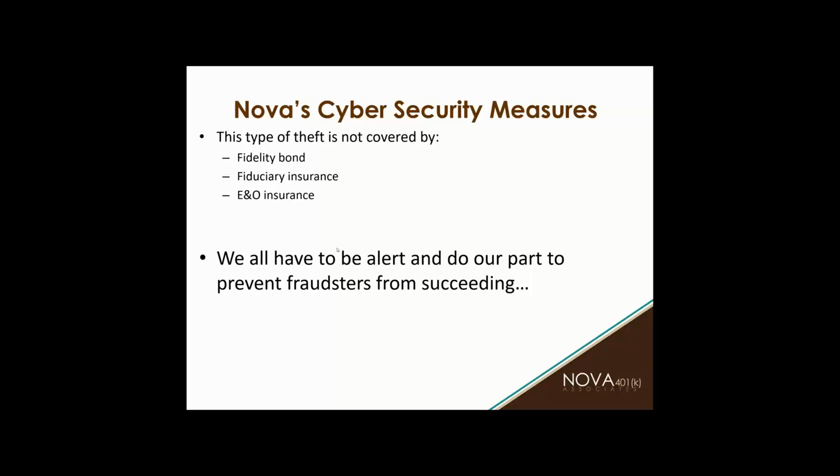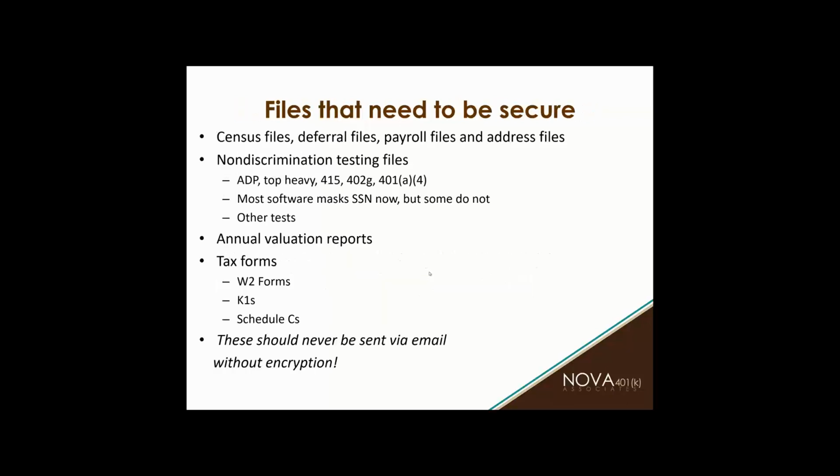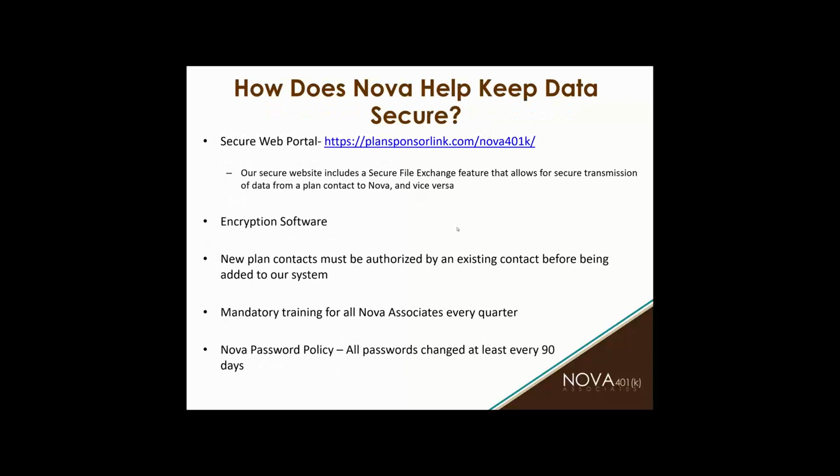So here's how we can be. Here's just a listing of the files that should be sent securely, either to Nova, to your payroll provider, or to your record keeper that holds the 401k plan assets. And so these are all of the items that should never be sent via email without encryption because they could have really important PII information of the employees that the hackers can then utilize, okay?